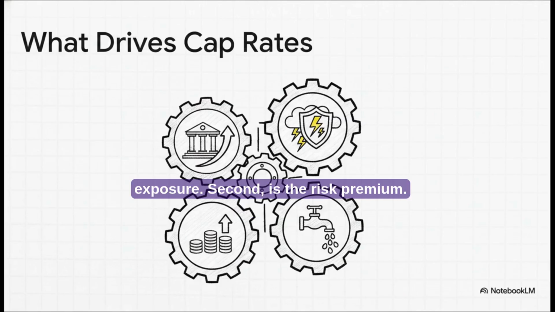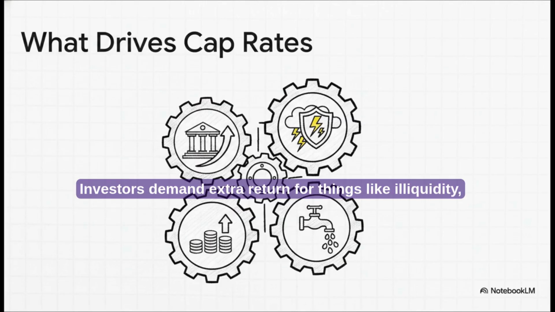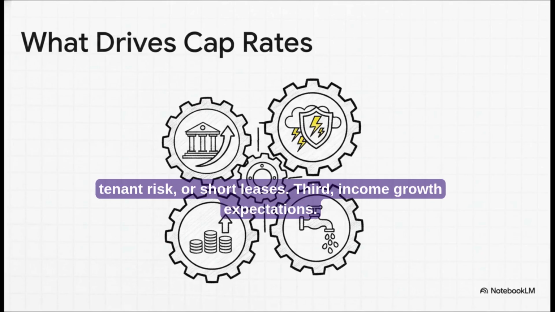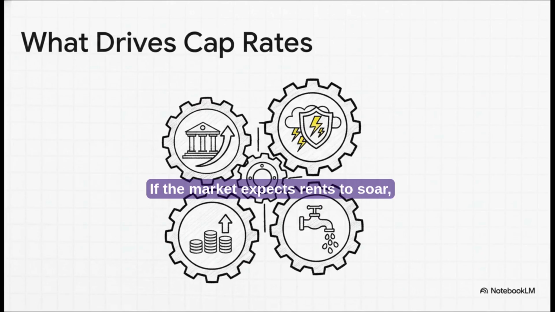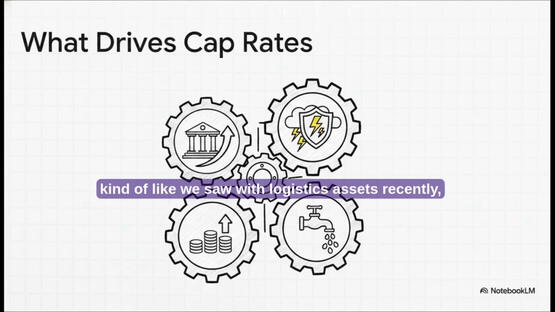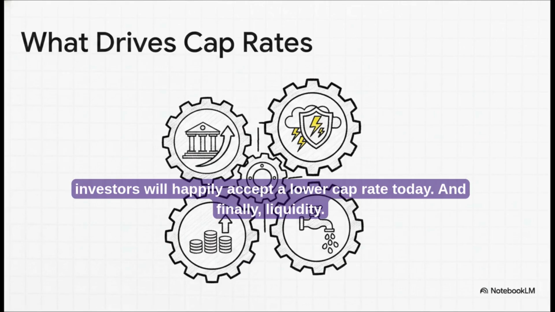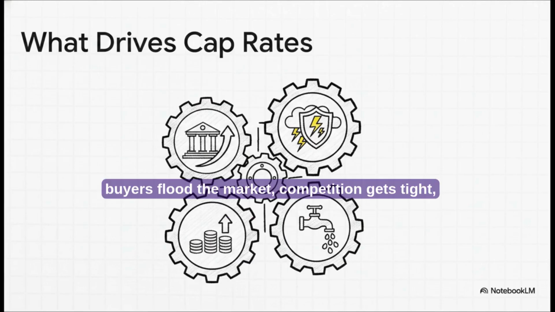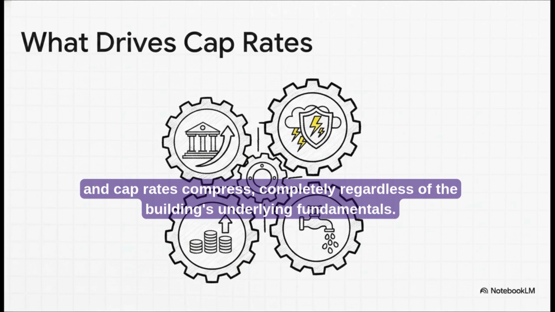Second is the risk premium. Investors demand extra return for things like illiquidity, tenant risk, or short leases. Third, income growth expectations. If the market expects rents to soar, kind of like we saw with logistics assets recently, investors will happily accept a lower cap rate today. And finally, liquidity. When debt is cheap and plentiful, buyers flood the market. Competition gets tight, and cap rates compress, completely regardless of the building's underlying fundamentals.